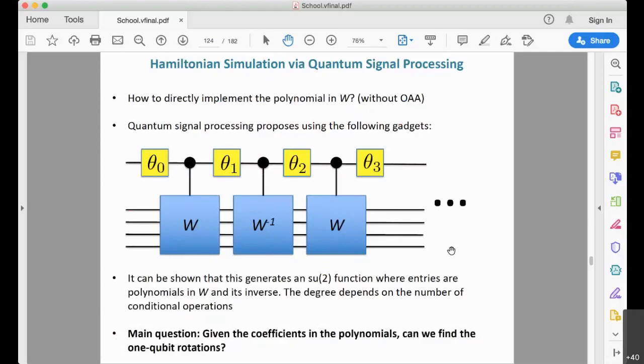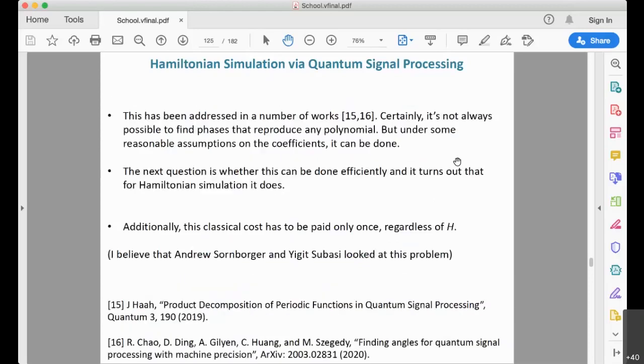So the main question now is, given the coefficients of a particular polynomial in W, can we find these qubit rotations? What they show in the paper is that this is not always possible, but for the special problem of Hamiltonian simulation, you can indeed find such phases. All right, so this adds an additional step, a pre-processing step, where you have to compute the phases. There have been a couple of works along these lines on the complexity of doing that. And I believe that Anders Sorensen and Ingrid Subasi also look at this problem. I'm not an expert on how to obtain the phases from the polynomials, but there are other people you can ask if you are interested.